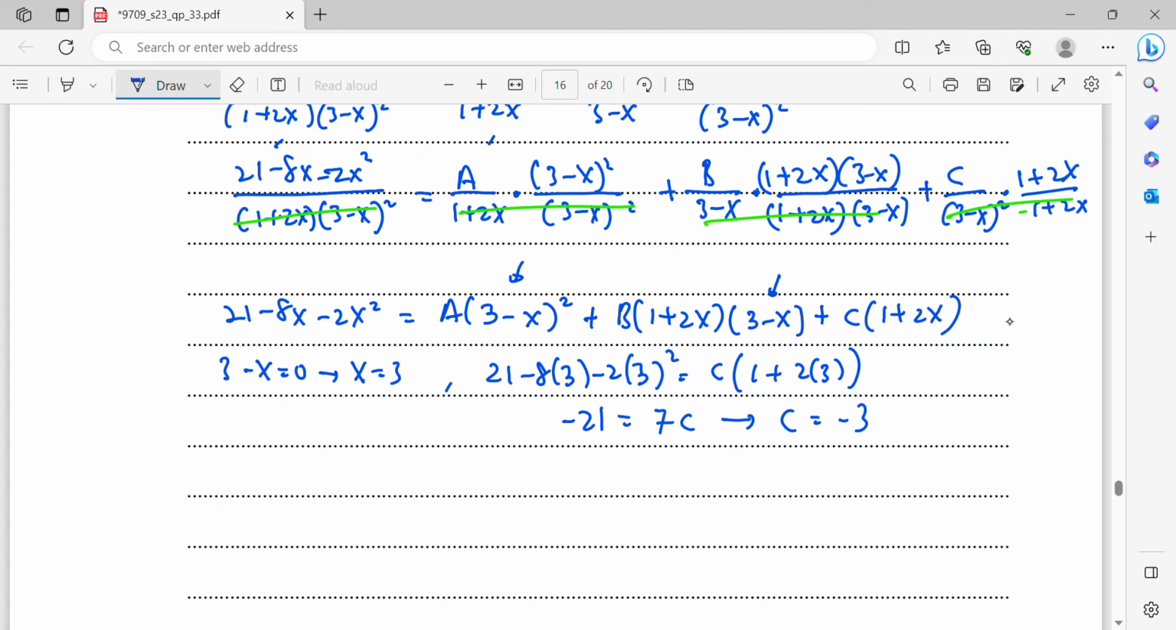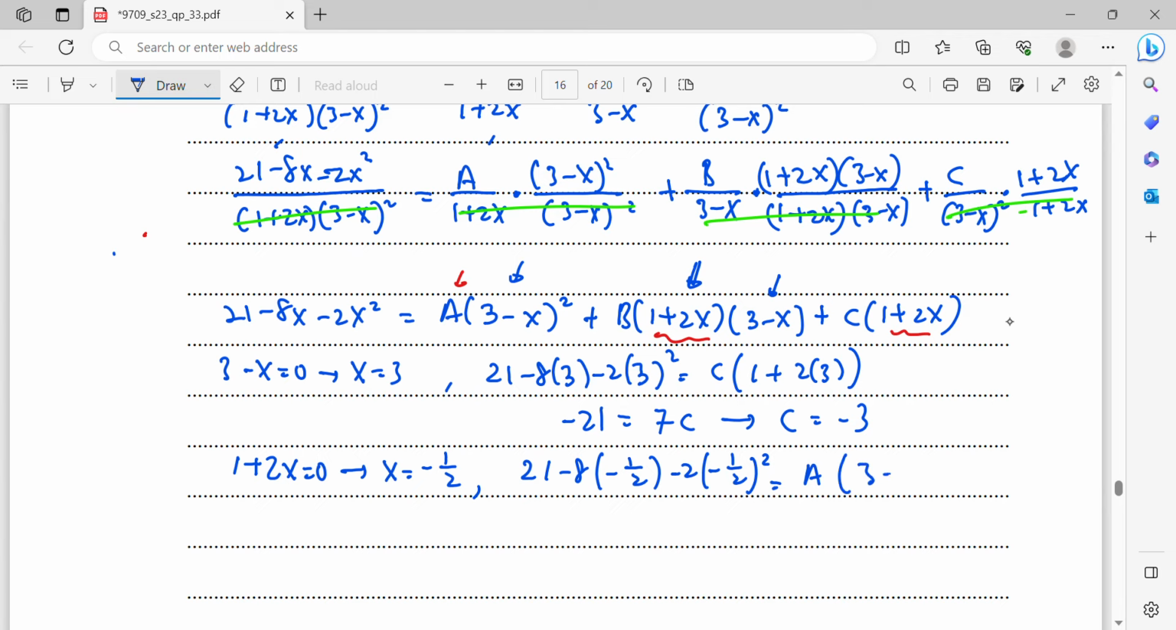Okay, next I will let 1 plus 2x be 0. So your x is negative half. So I will get 21 minus 8 times negative half minus 2 times negative half squared equals, now whenever you see 1 plus 2x, it will be 0, which means now I can find the a. So it will be a bracket 3 minus negative half squared. So now the left hand side is 49 over 2.